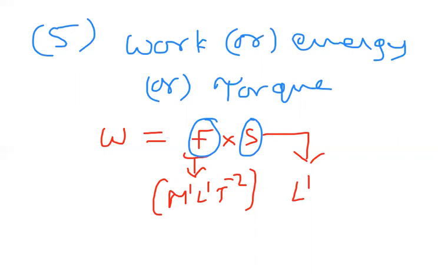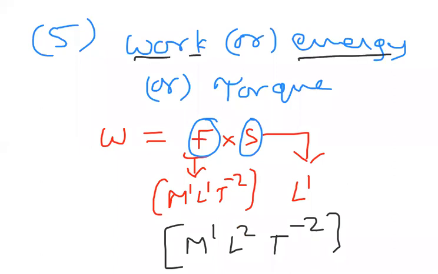So to construct the dimensional formula, what should I write? M1, L1 times L1 gives L2, and time power minus 2. So my dimensional formula is M1 L2 T power minus 2 for work, or energy, or torque. For anything like that, the dimensional formula is M1 L2 T power minus 2. I hope you are clear how to write the dimensional formula.